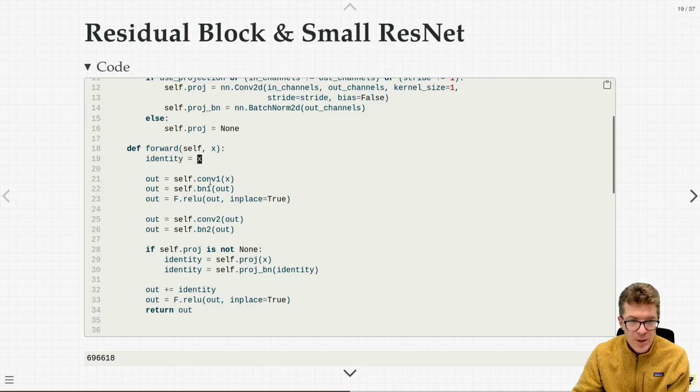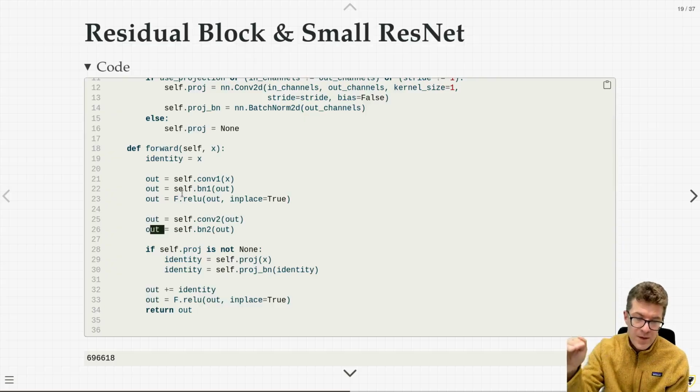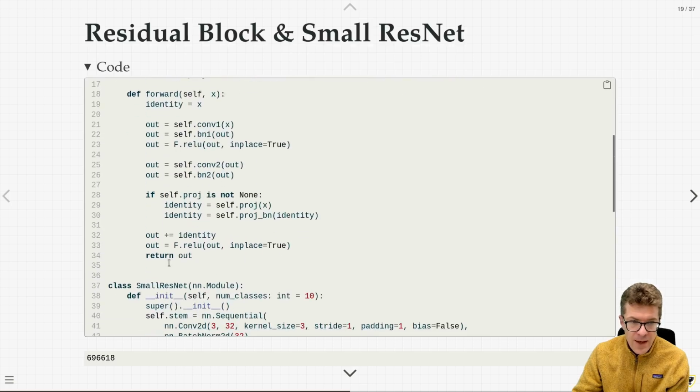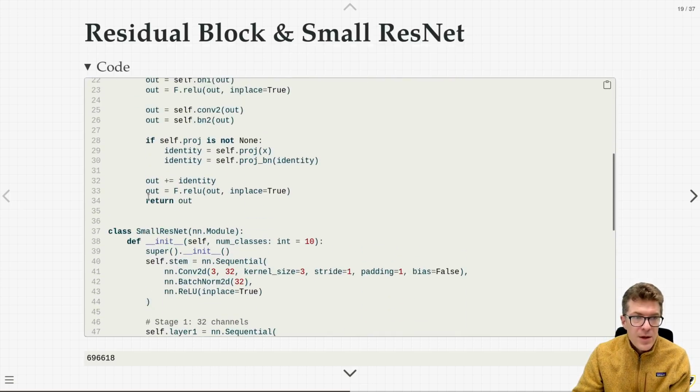Our output is going to be the convolution passed through the batch norm, passed through a ReLU, and then that ReLU is passed through another convolution and another batch norm. If we have a projection, then the projection is applied to the identity, passed through the batch norm, and that is our new identity. Our output is whatever the output was from the block. So again, this just defines a single block. And if we have a projection, which we do, we're going to add our identity, that shortcut, that skip connection, to whatever the output was.